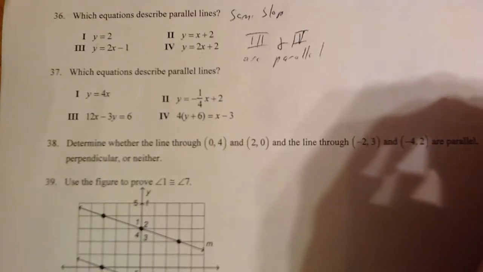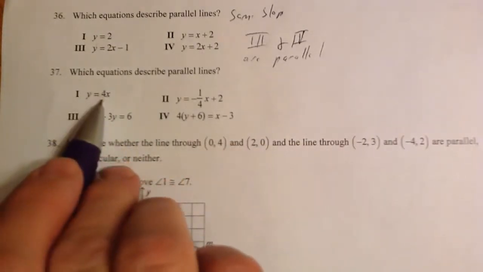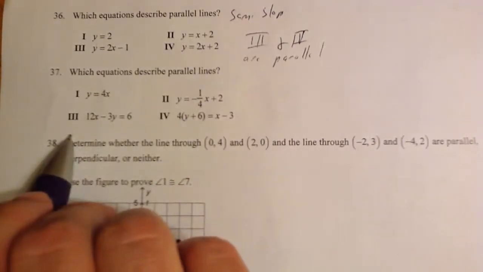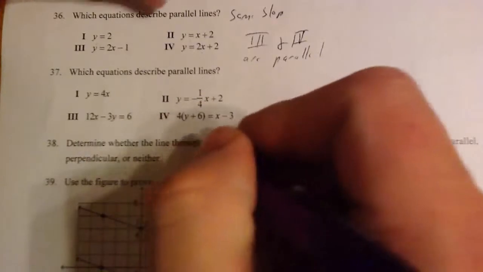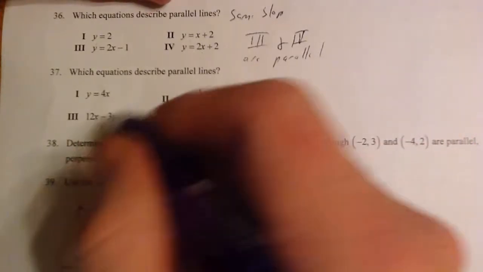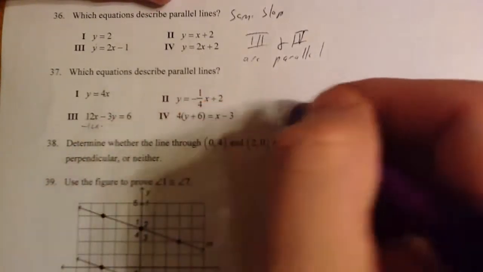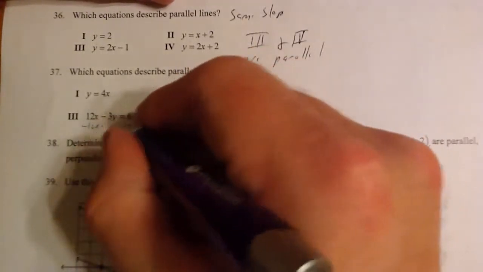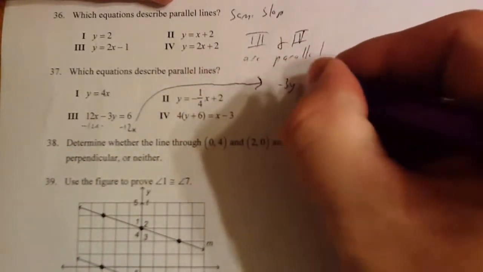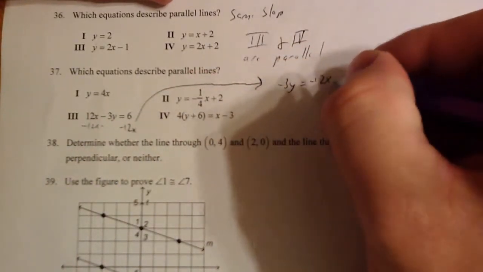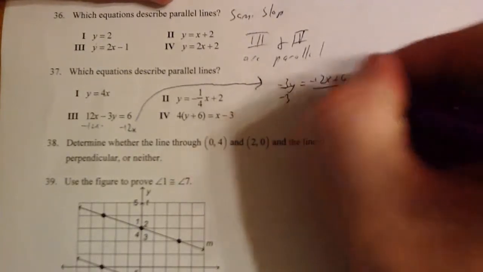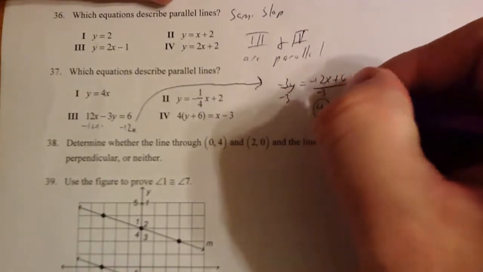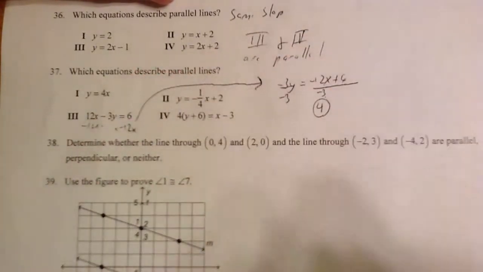37. Which equations describe parallel lines? Okay, again, same thing. It's that same slope. This one's 4. This one's negative 1/4. These two we don't know, so we're going to have to figure these out. So, let's calculate them real fast. This one wants to subtract 12x from both sides. So negative 3y is equal to negative 12x plus 6, divided by negative 3. So in this case, negative 12 divided by negative 3 is going to be a positive 4. So far, 1 and 3 are parallel.